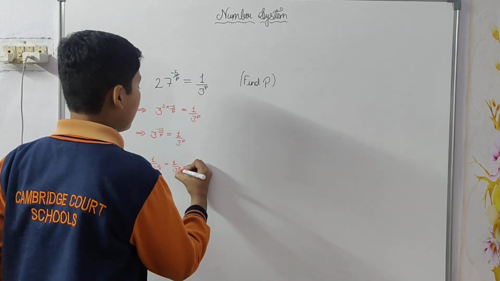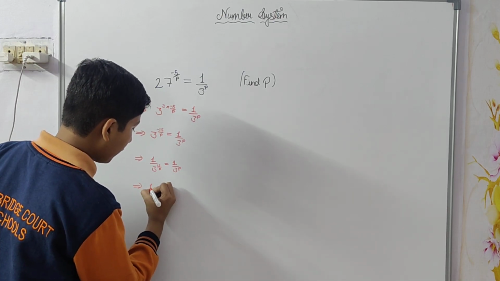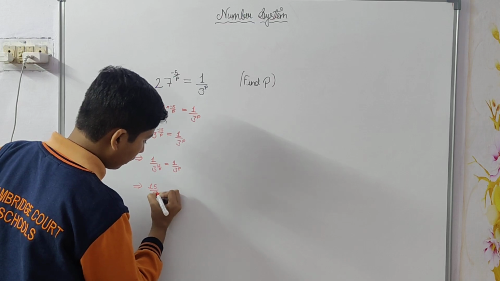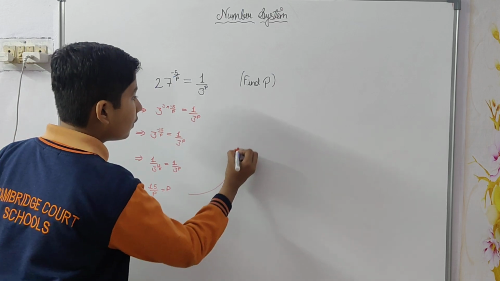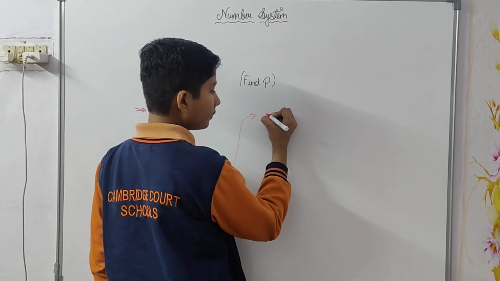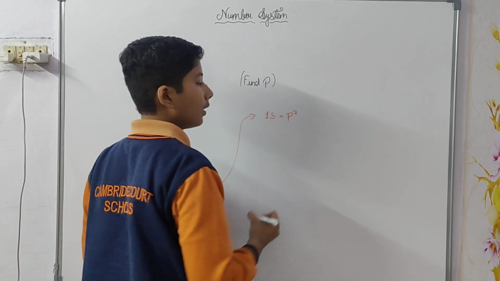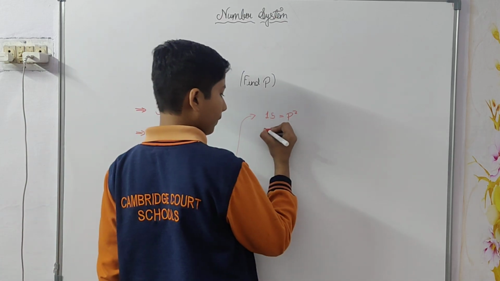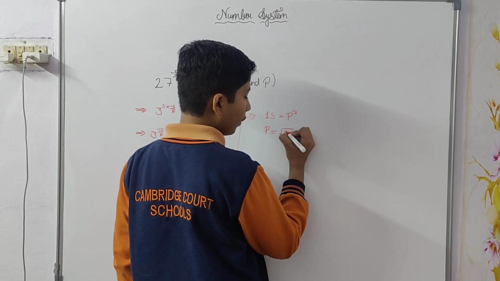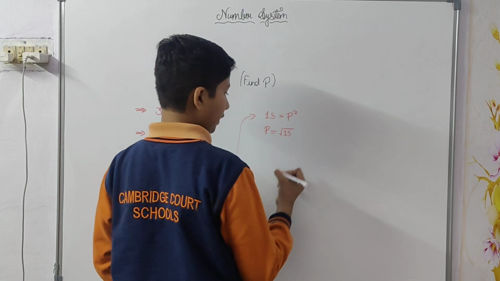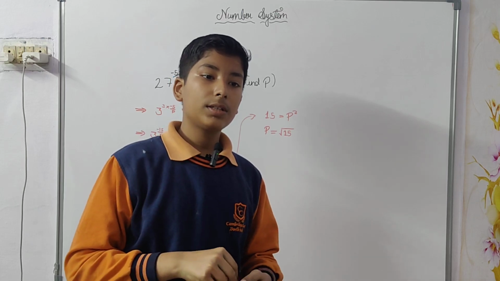Now we know that the bases are same, so the powers will get equated. 15 by p equals p. So I will make an arrow: 15 equals p square. p square is 15, so what will be p? p equals root of 15. So this is an answer like you also won't believe your own answer, and you will just get confused in it.